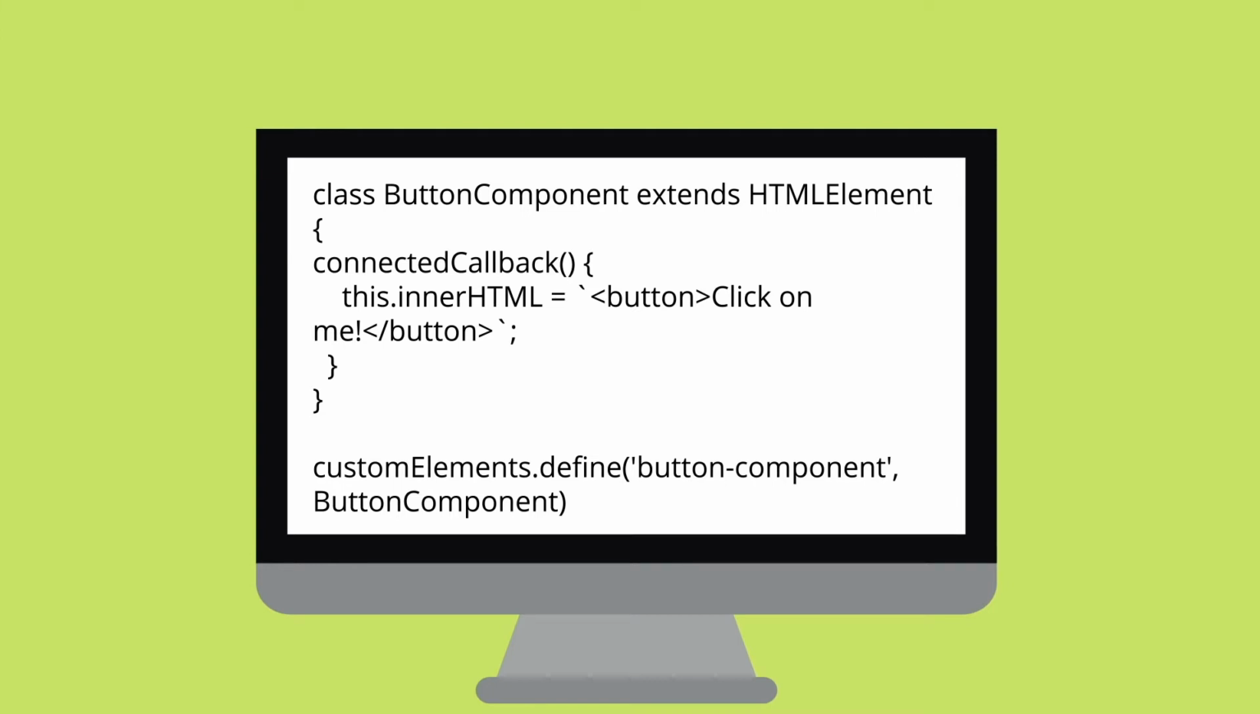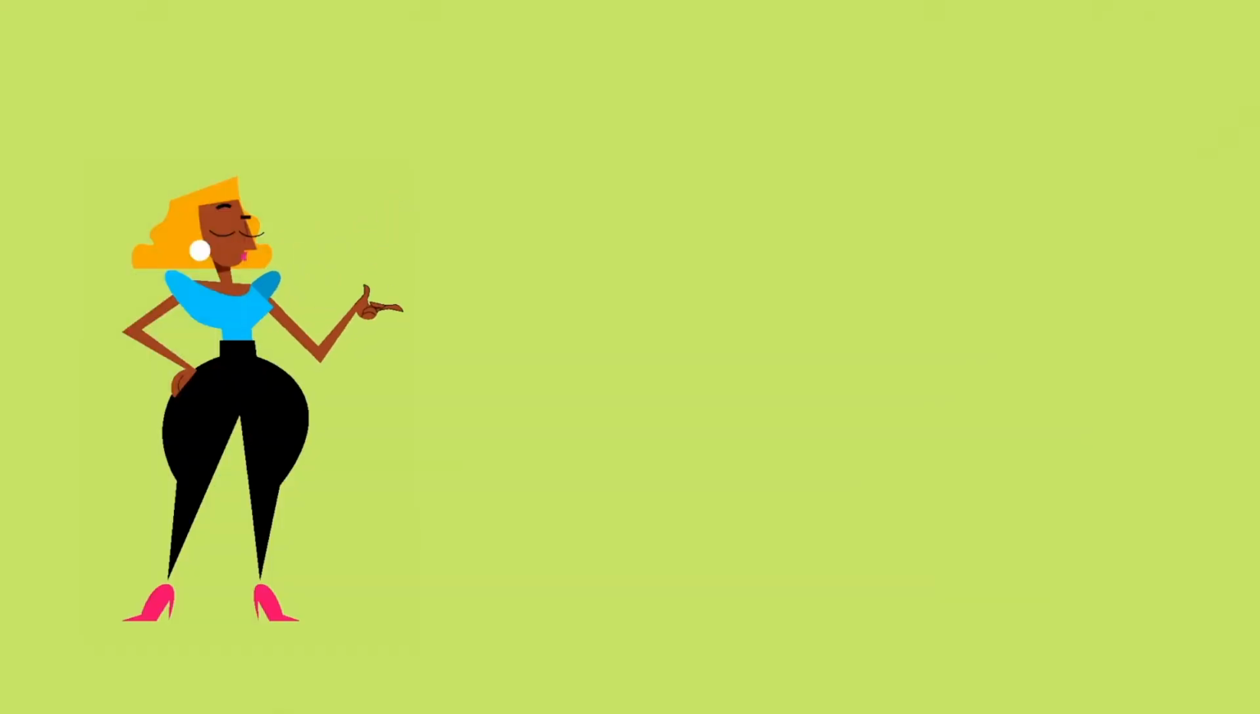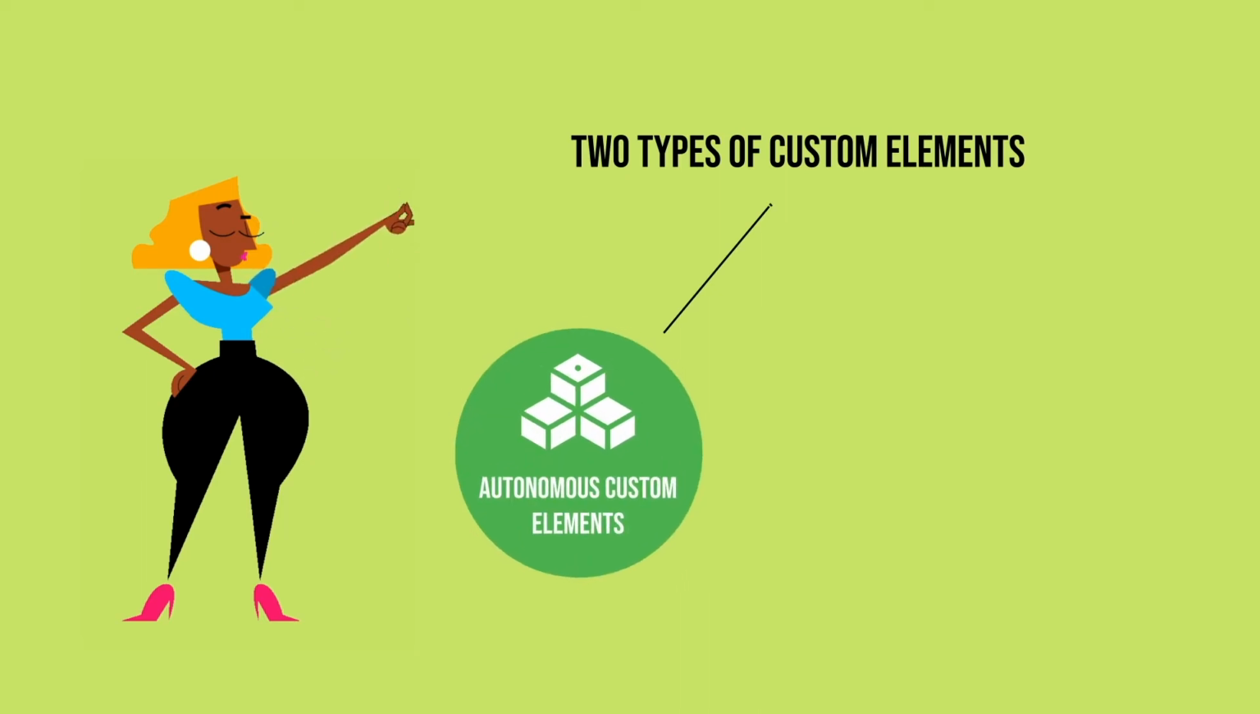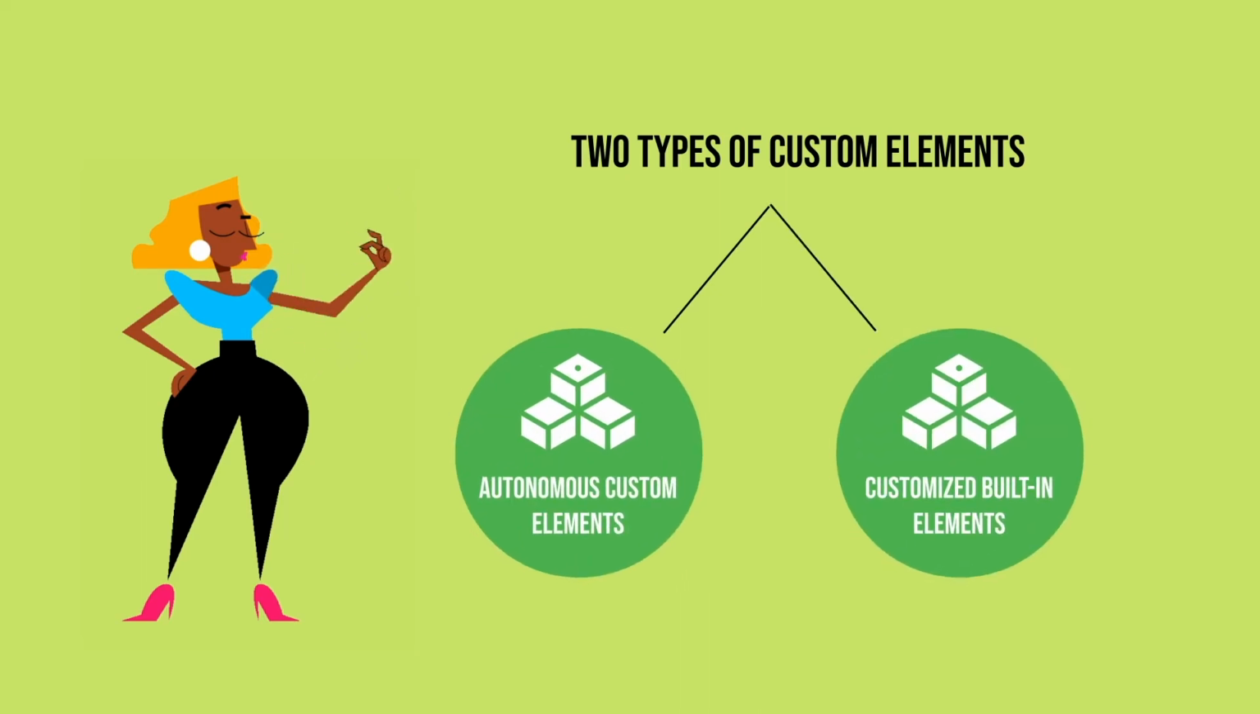As you can see, the button component custom element in our example extends an HTMLElement. It even has a lifecycle method, connectedCallback, which is called whenever the element is added to the DOM. Then it and its tag get registered with the customElements.define function. We need to mention that there are two types of custom elements: autonomous custom elements and customized built-in elements.